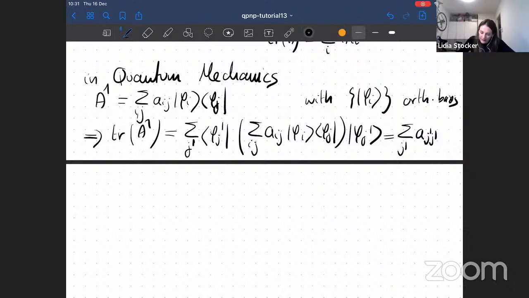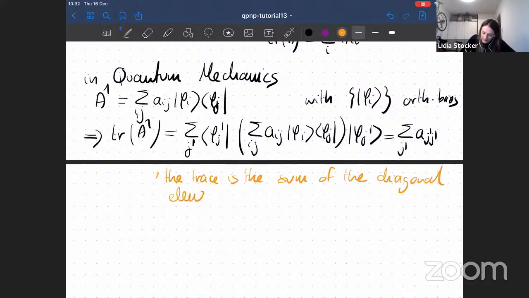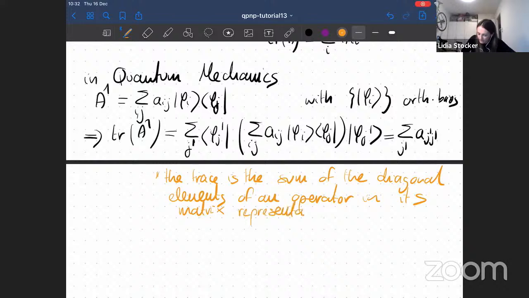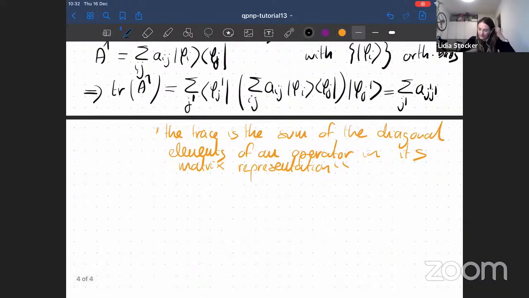So the trace is the sum of the diagonal elements of an operator in its matrix representation. Here is exactly the definition, nothing new. I think you saw it in the lecture.